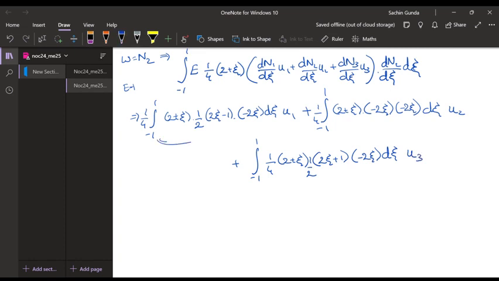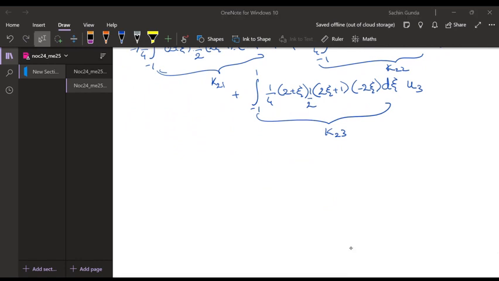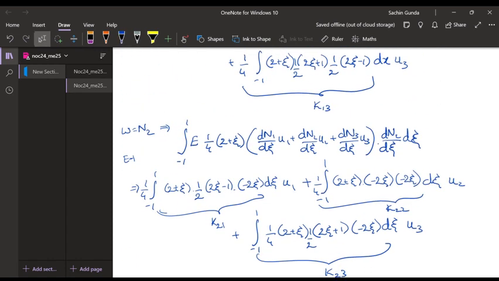So this first term would be k21, the second term would be k22, and the third term would be k23. This is the second expression, and finally we will have the third expression, w is equal to n3. It will be the same.